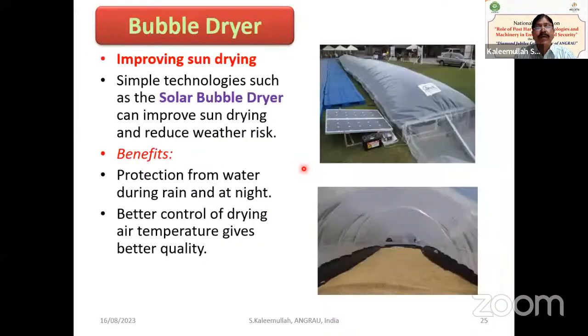And the other one is the bubble type of dryer. In the case of this bubble type dryer, you can see this is a UV stabilized polythene sheet material. Here you have a solar panel, which receives the solar light, and then electricity is generated, and the exhaust fans start working, and it will be completely bulged.